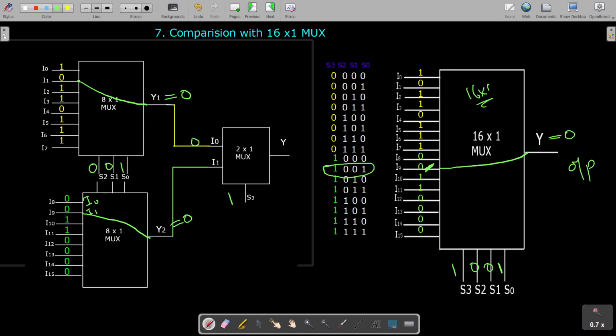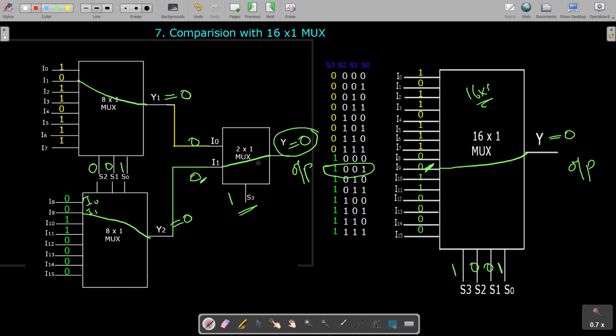So I0 is equal to 0 because of this Y1. I1 is equal to 0 because of this Y2. Then this S3 line is 1 because of this 1. I1 will be selected and it is connected to Y, final output. So it transfers this input 0 to this side. So you get the output as 0.